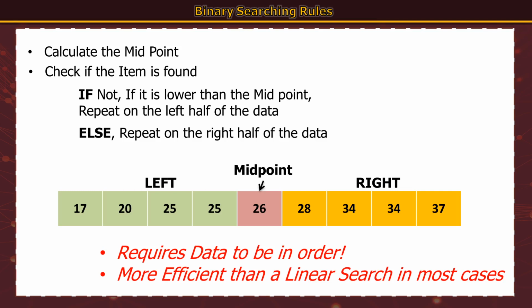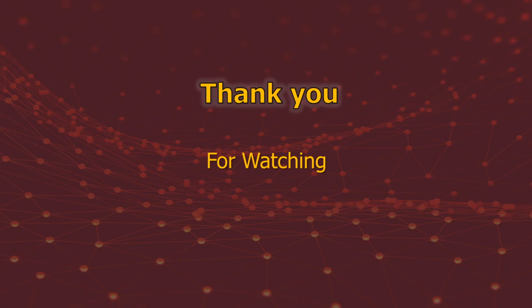Okay, just to clarify, the key steps are: it calculates the midpoint. It checks if the item is equal to the midpoint. If it's not, and the value we're searching for is less than the midpoint, it will repeat it on the left-hand side of the data. Okay? If it is greater than the midpoint, it will repeat it on the right-hand side of the data. And remember, the key factor that the binary search requires is the data is in order, and it is more efficient than other searches, such as the linear search.